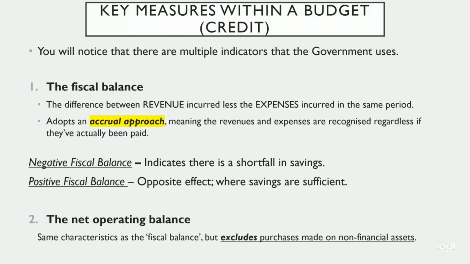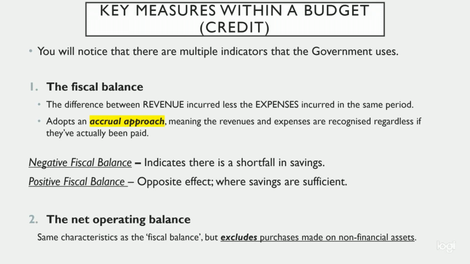Now, secondly, there's the net operating balance, and it's essentially the same as the fiscal balance. However, it excludes purchases made on non-financial assets. The reason why some of these types of assets are excluded is because while on paper and in documentation we recognize that we have received a certain inflow or outflow, these values may not be re-injected into the economy, and are simply value that we have accumulated over time.